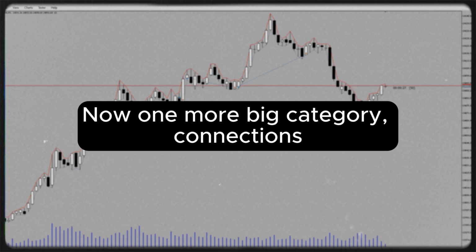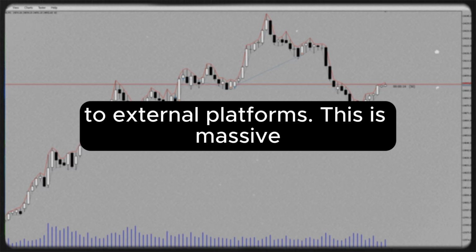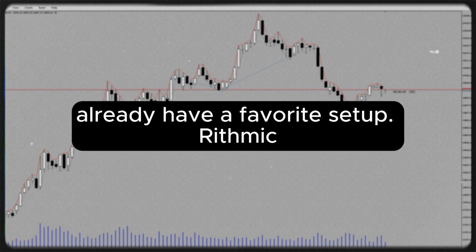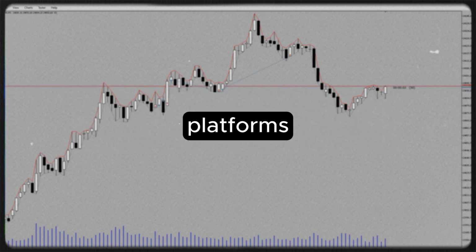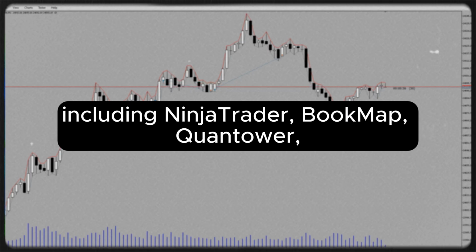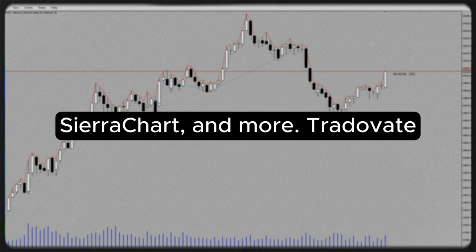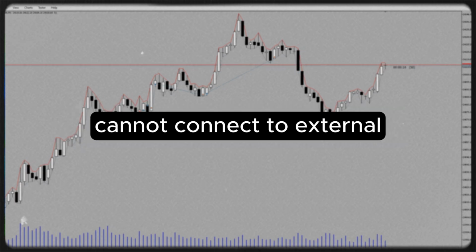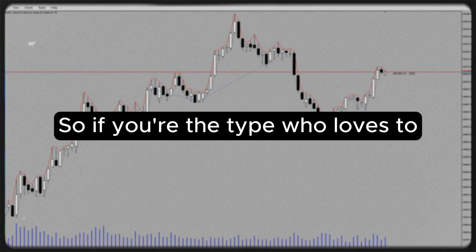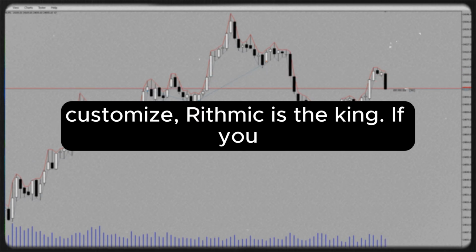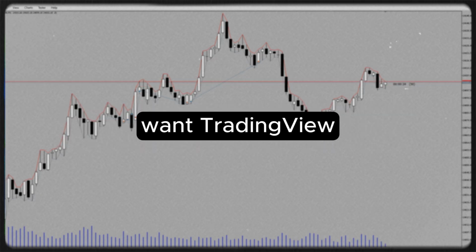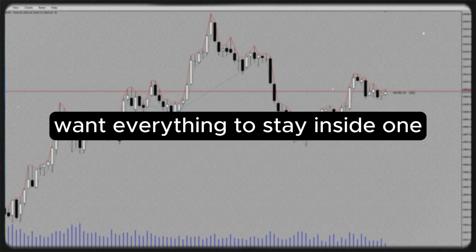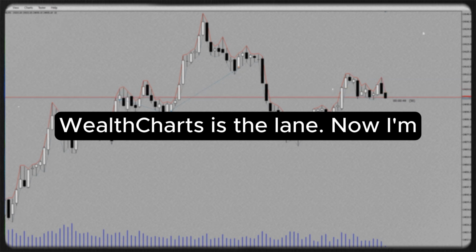Now, one more big category: connections to external platforms. This is massive if you already have a favorite setup. Rhythmic can connect to many external trading platforms, including NinjaTrader, Bookmap, Quantower, Sierra Chart, and more. Tradovate can connect to NinjaTrader and TradingView. WealthCharts cannot connect to external platforms. So if you're the type who loves to customize, Rhythmic is the king. If you want TradingView, Tradovate is the obvious path. If you want everything to stay inside one place with extra tools, WealthCharts is the lane.